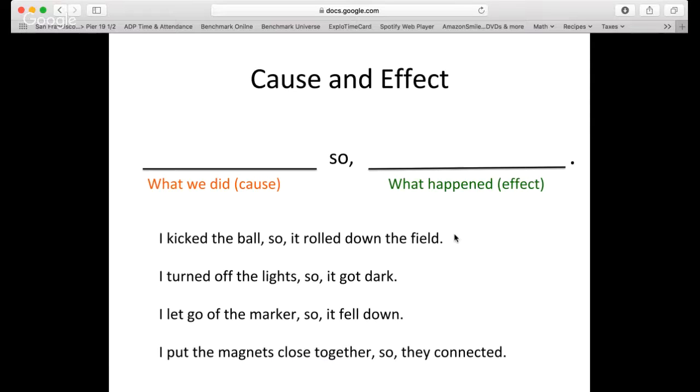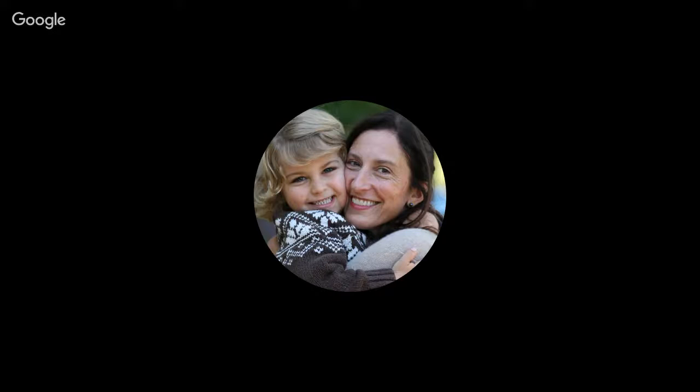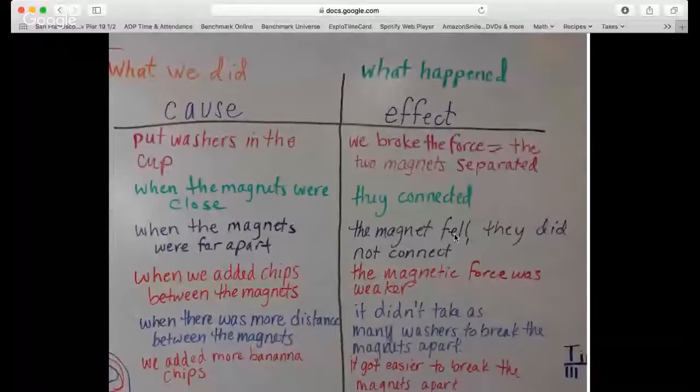We then started the science talk where we asked the students to think about cause and effect relationships in terms of what they had observed or did in the breaking the force activity. It worked well to use a T-chart in this instance to record their responses as a cause and effect relationship.